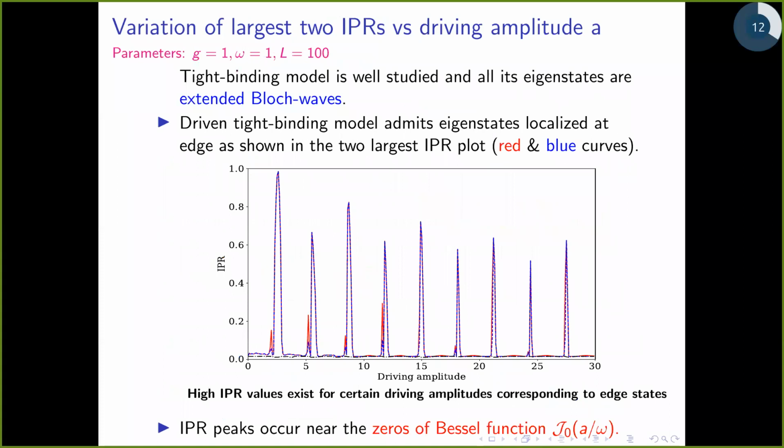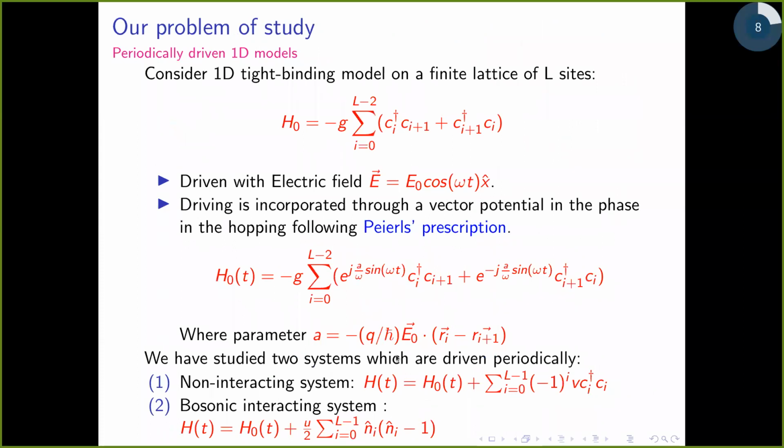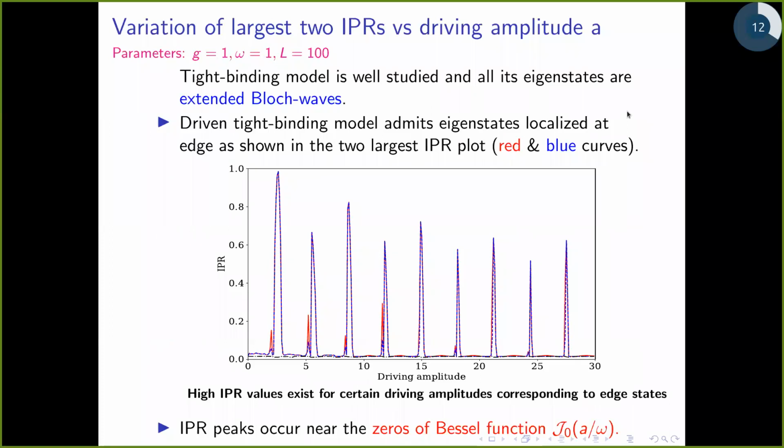Okay, now we come to results. So we had this driven tight binding system without any staggered potential, and here I have chosen the hopping parameter G equals 1, omega, the frequency of driving, equals 1, and L equals 100. And the driving amplitude is basically that A that I defined here. This I varied over a value from 0 to 30.